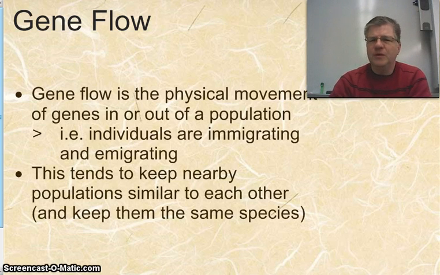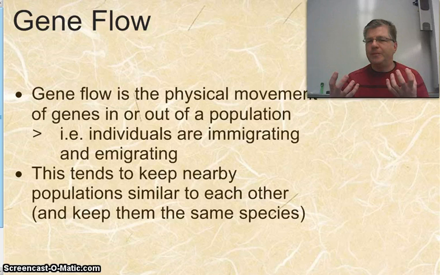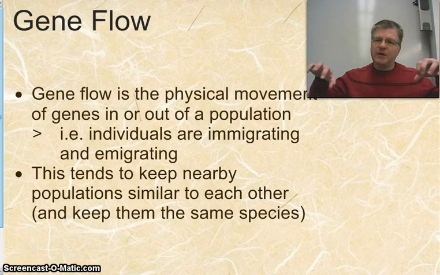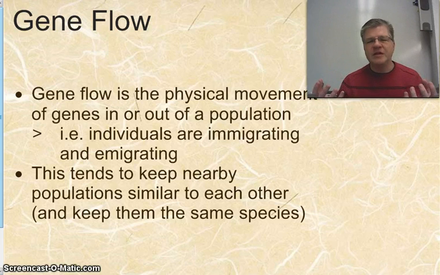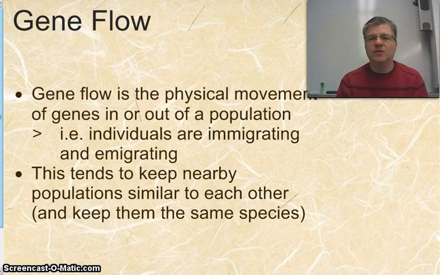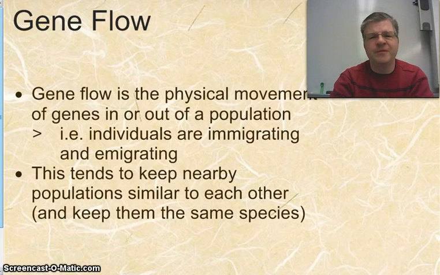Let's say we have two populations. If members are going back and forth between them, that's going to keep those two populations similar enough that they can still interbreed. If those two populations are separated with no gene flow between them, then over time, most likely the two populations change due to both natural selection and genetic drift in such a way that they may become different enough from each other that they can't interbreed. Gene flow keeps a connection between them and keeps them the same species.